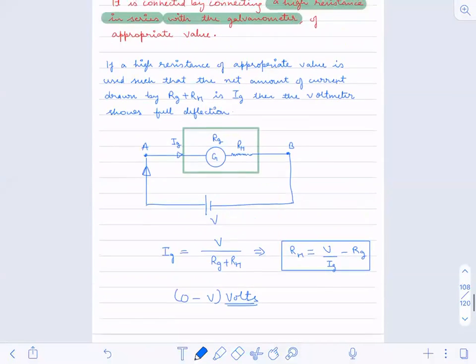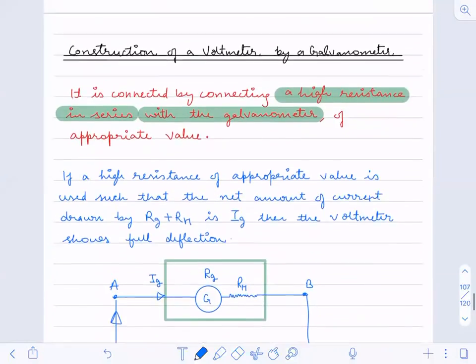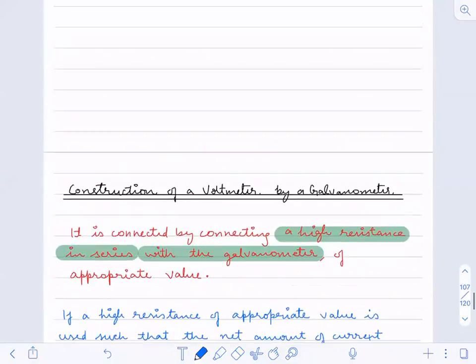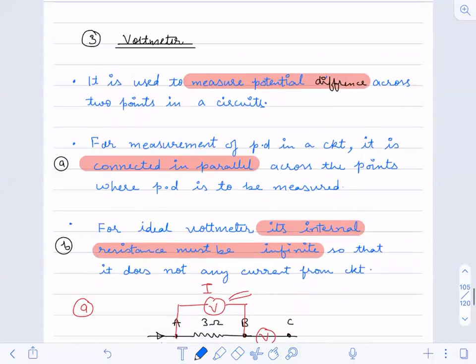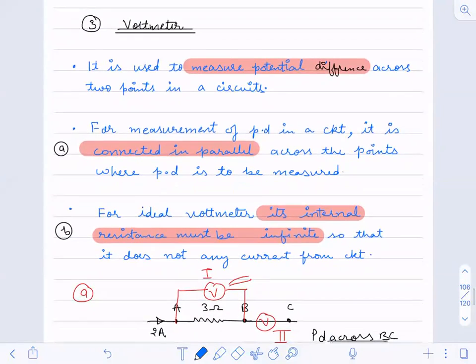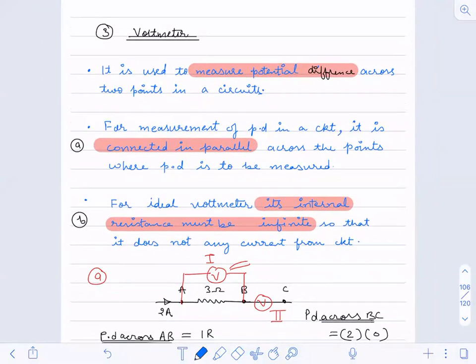So now you just ask your doubts if anybody is having any doubt regarding this. I'll just put the slides. So this was the voltmeter. If anybody is having any doubt, you just ask now itself.